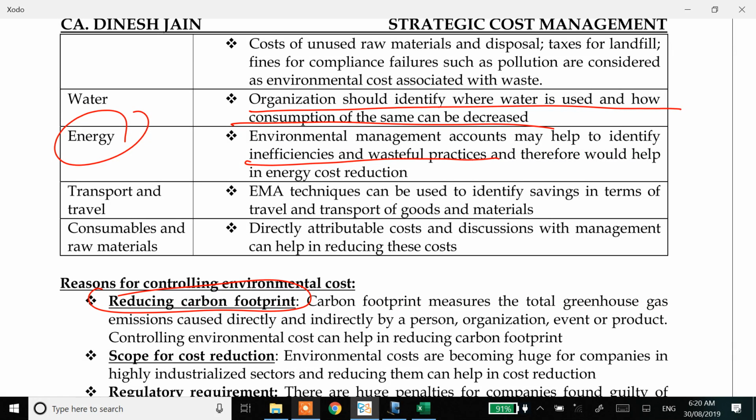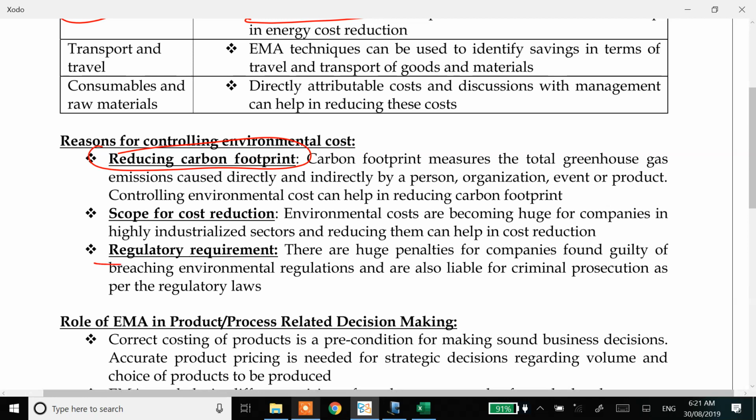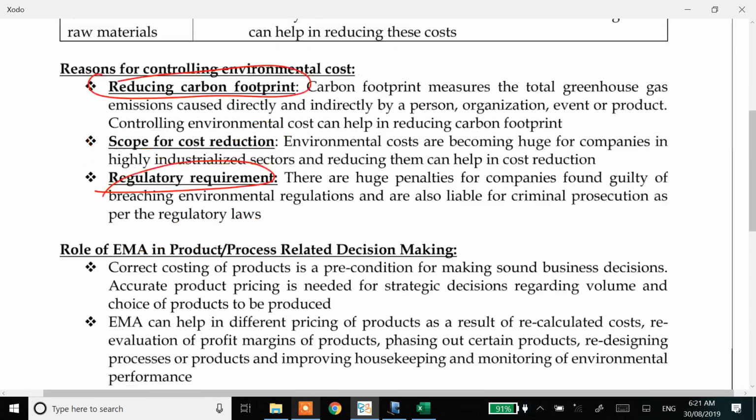If I have to avoid those penalties also, I should try to look into something called environmental cost accounting. Why organizations don't try to implement this is that this may involve a huge infrastructure cost. That's one primary reason organizations may try to avoid this environmental cost accounting or environmental management accounting. Regulatory requirement, huge penalties for companies found guilty. These are on the advantages side.